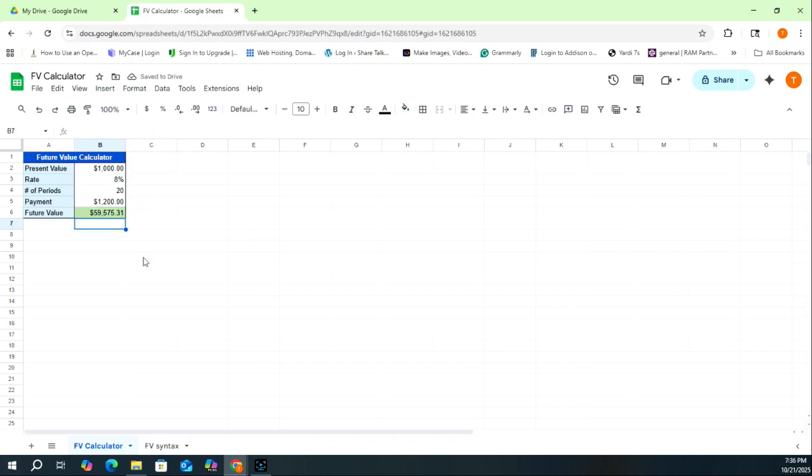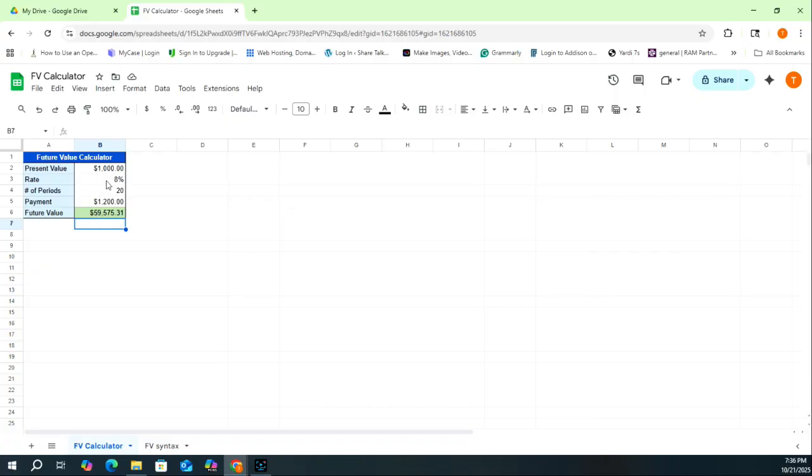So if we invest $1,000 into this index fund that promises us an 8% rate of return for 20 years, and we make $1,200 payments every year, we would end up with $59,575.31. Now that we have our function locked in place, we can play around with these numbers.